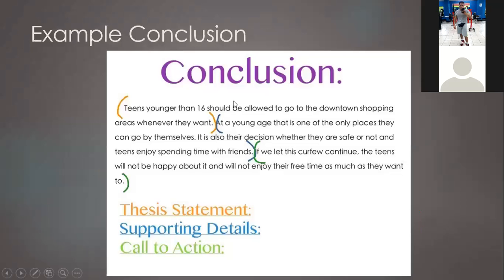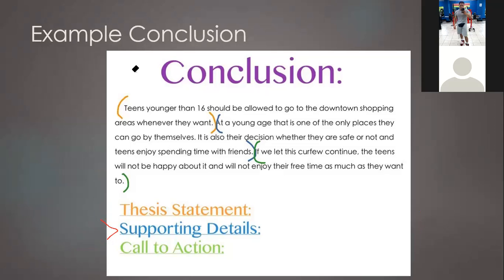Okay. This is an example of a conclusion, right? Antes que lo leamos, I want you to come over here and see. Look, I have number one, thesis. Number two, supporting detail and call to action, okay? Let me explain what that is. Let's read this conclusion, right? El tema, no importa cuál es el tema, right?